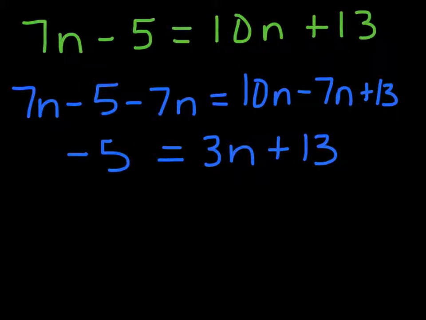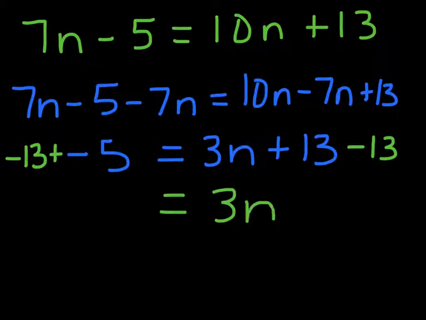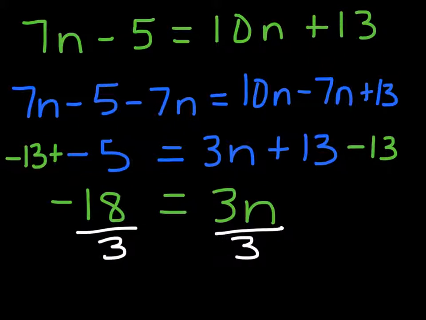Now we subtract 13 from each side. Giving us 3n equaling negative 18. Now we finish solving by dividing each side by 3, giving us negative 6 equaling n. So our solution is n equals negative 6.